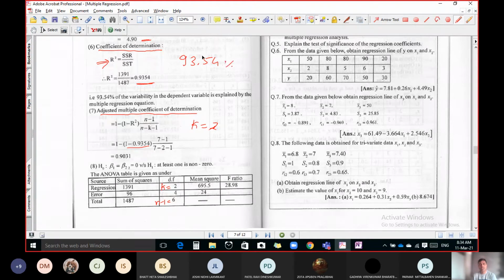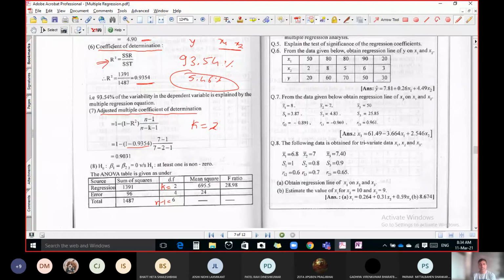So whatever the changes in the value of y is, 93.54% is due to x1 and x2 variables, and the remaining 5.46% variation is due to some other factors, not age and weight. There are some other factors, and the effect of those other factors on blood pressure is this much, and these two have this much effect on the blood pressure. That is the interpretation.